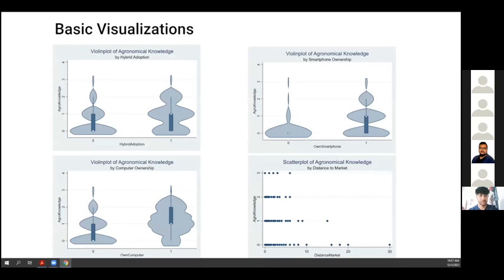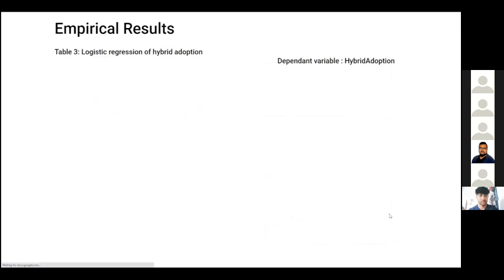Okay, and here we have some basic visualizations of the data. Visually, we can observe higher levels of agronomic knowledge amongst adopters of hybrid rice varieties. Then this pattern continues with smartphone owners and is even more pronounced with computer owners. And finally, we have a scatter plot of agronomic knowledge over distance to market, where we can see a trend of higher levels of agronomic knowledge in individuals who are closer to marketplaces.